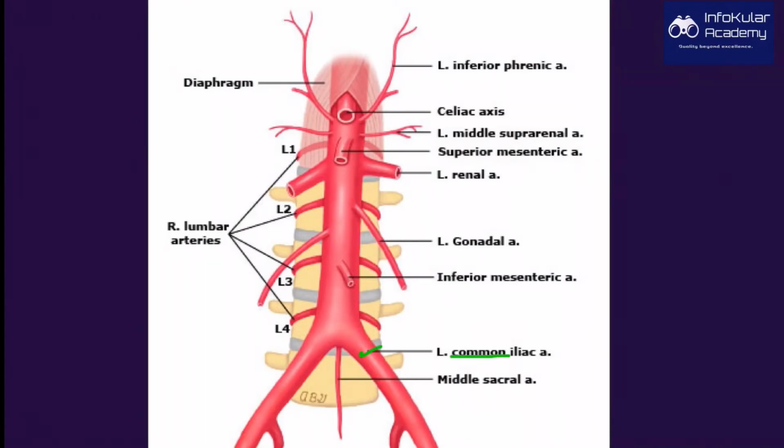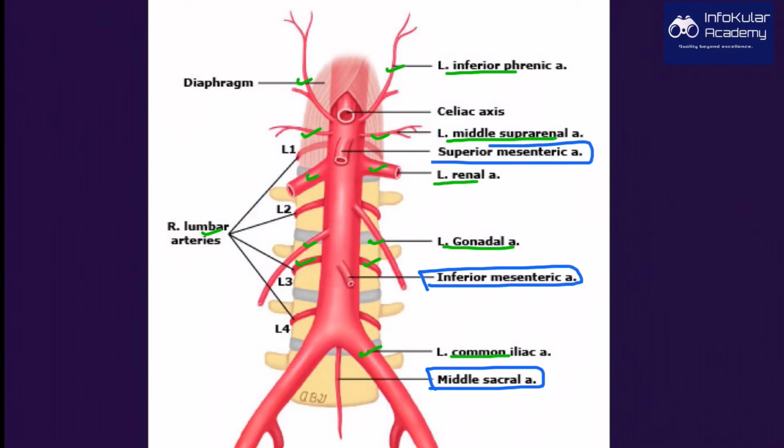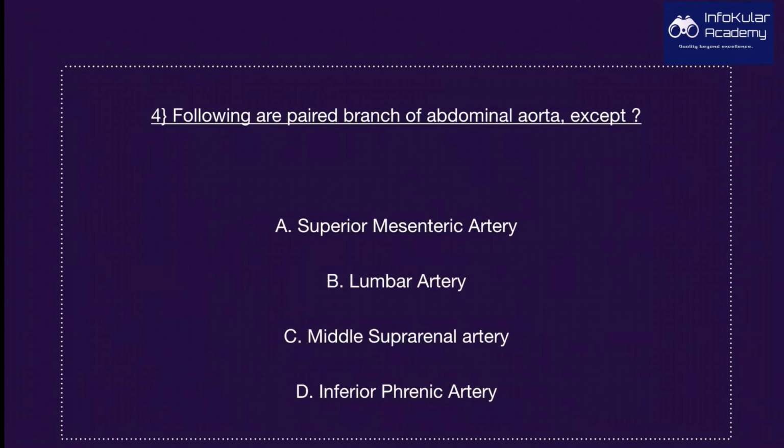Common iliac arteries are present bilaterally. Gonadal arteries are present bilaterally. Renal arteries are present bilaterally. Middle suprarenal is present bilaterally, and inferior phrenic is also present bilaterally. Similarly, lumbar arteries are present bilaterally. Arteries that are not bilateral are middle sacral artery, inferior mesenteric artery, superior mesenteric artery, and celiac axis. Hence, the answer here is superior mesenteric artery.